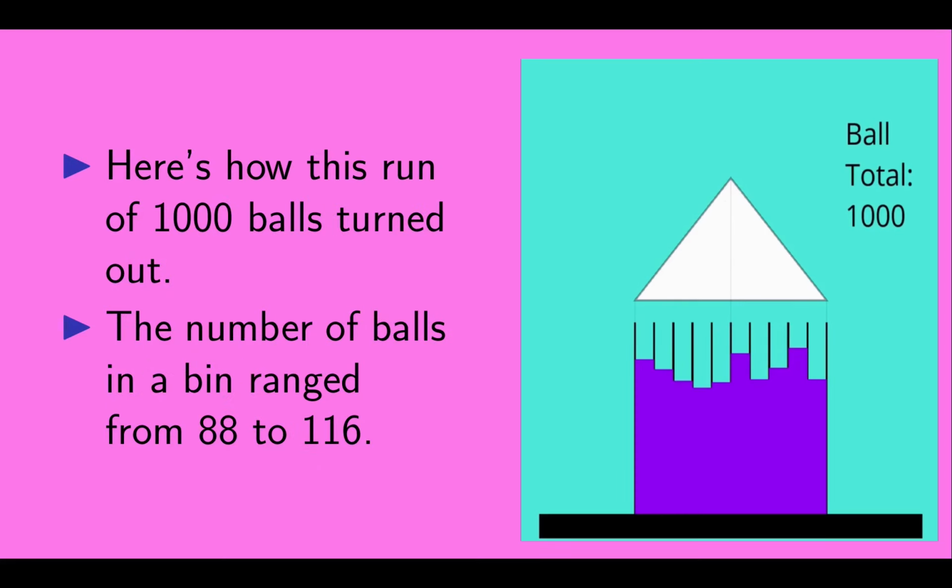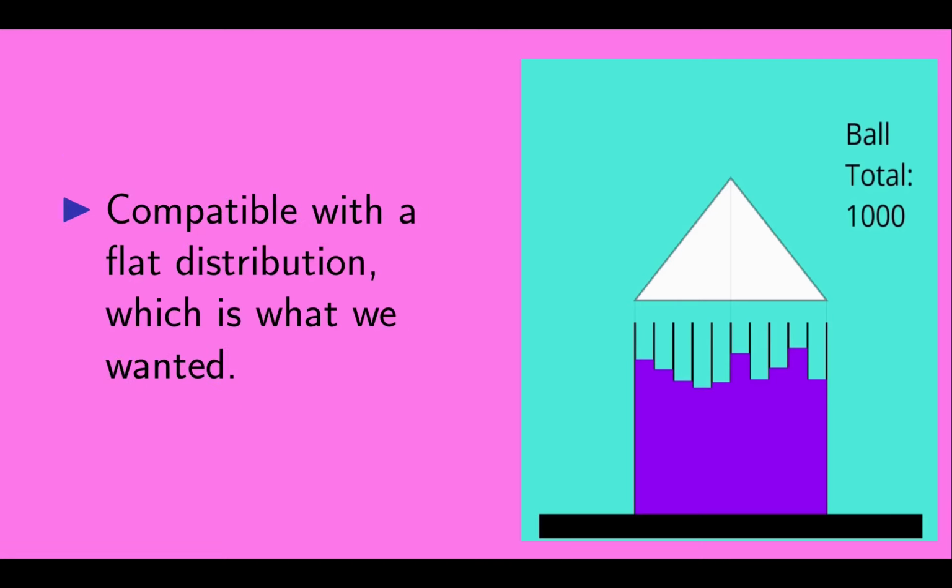Okay, here's how this run of 1,000 balls turned out. The number of balls in a bin ranged from 88 to 116. This is compatible with a flat distribution, which is what we wanted. That gives some confidence that we know what we're doing. Okay, since that worked, let's look at the n equals 2, two-step case.